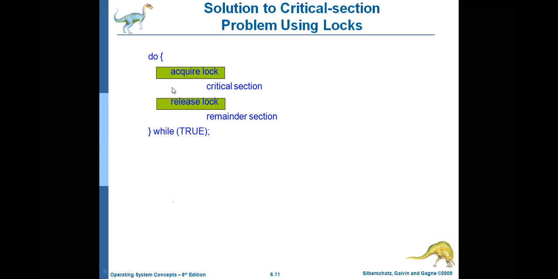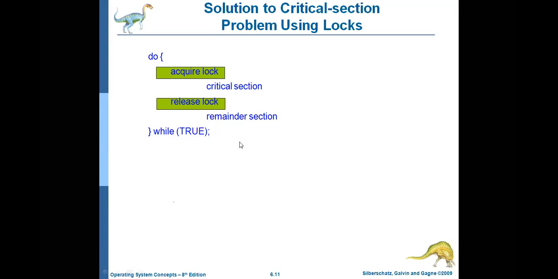A process that wishes to enter into the critical section needs to acquire the lock. Once it acquires the lock, it is allowed to enter into the critical section, and then after using the critical section, the process needs to release the lock. Okay, this is the reminder section. What is the reminder section?